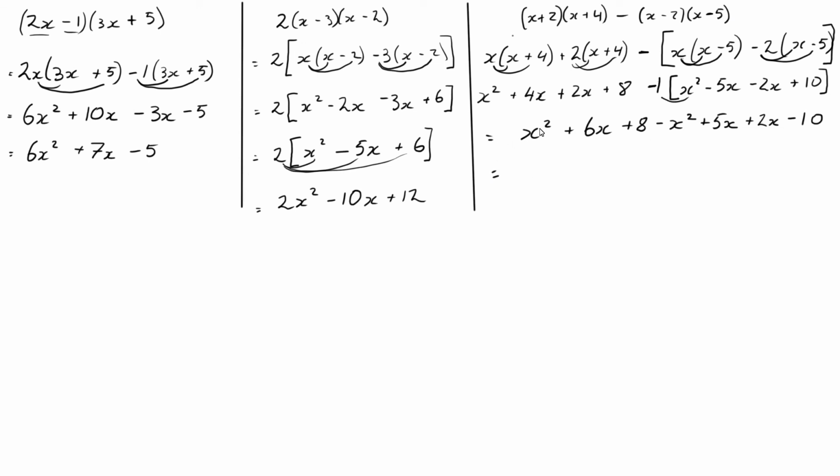There, let's have a look. We've got an x squared, and we're subtracting an x squared over here. So they pretty much cancel each other out. I've got 6x plus 5x plus 2x. So 6x and 5x give us 11x, plus 2, we get 13x. And then we've got 8 and minus 10. So we get minus 2. So my final answer is 13x, take 2.